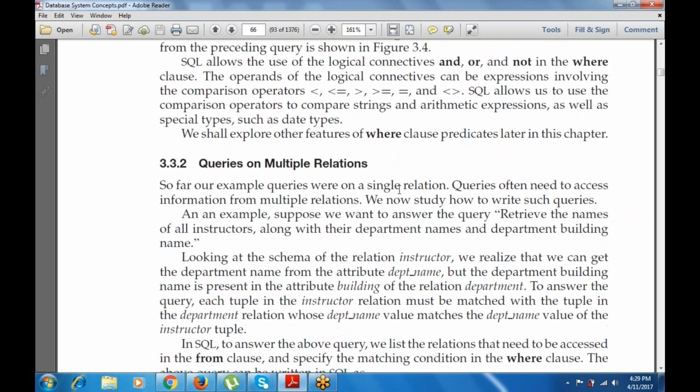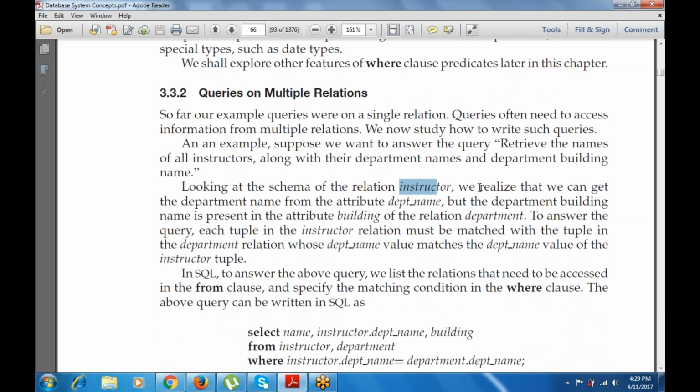Looking at the schema of the relation instructor, we realize that we can get the department name from the attribute department name, but the department building name is present in the attribute building of the relation department. To answer the query, each tuple in the instructor relation must be matched with the tuple in the department relation whose department name value matches the department name value of the instructor.